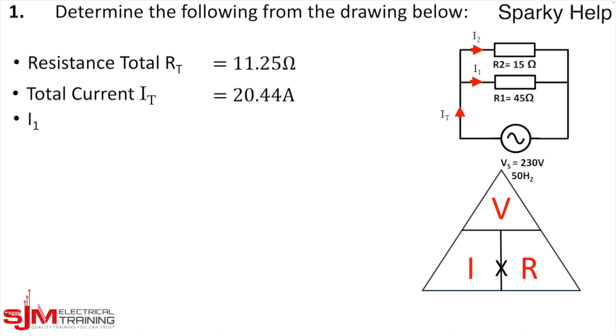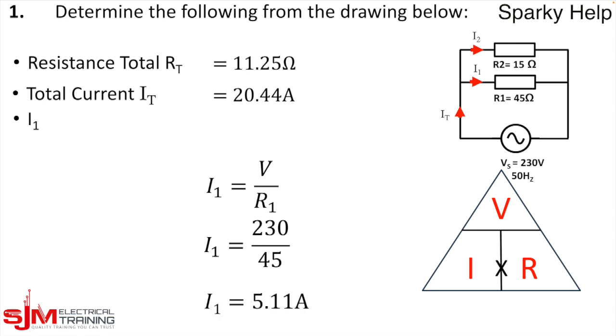Now we're going to work out the branch currents. And again, there are other ways to do it, but we're going to do it by Ohm's law. And it is the voltage across the resistor divided by the resistance of that resistor. As it is a parallel circuit, voltage remains the same, so it is Vs. So 230 divided by 45. And it gives us 5.11 amps that will pass through that first branch.